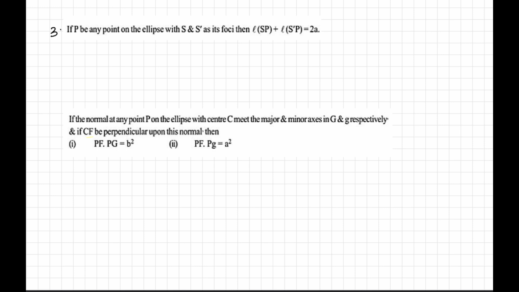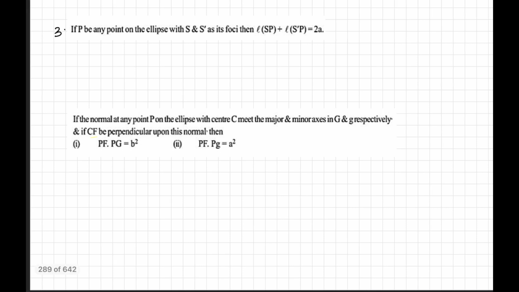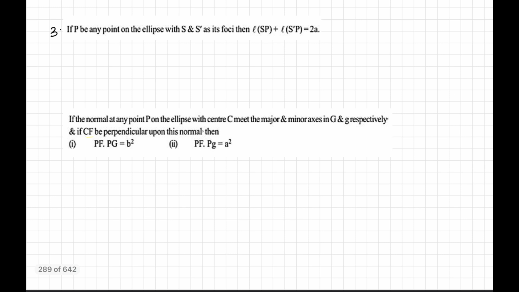The third property says if P be any point on the ellipse with S and S dash as its foci, then length of SP plus length of S dash P is equal to 2a. Now this is also referred to as the second definition of ellipse.